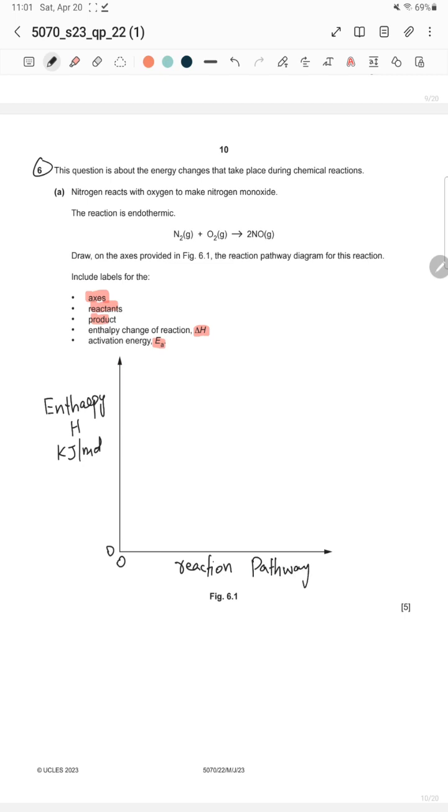So dear students, as you know, it is mentioned here, this is an endothermic reaction. In an endothermic reaction, reactants have less energy as compared to the products. So here I will write reactants. What are the reactants here? N2 and O2. So write N2 plus O2. Products are 2NO. Write 2NO here. This is the product.